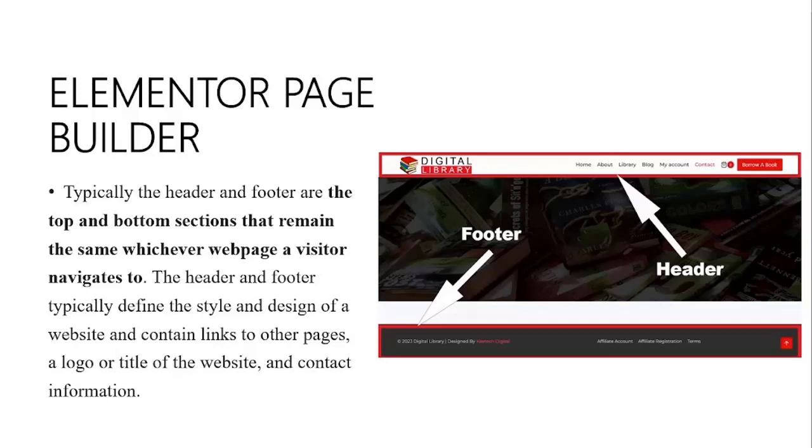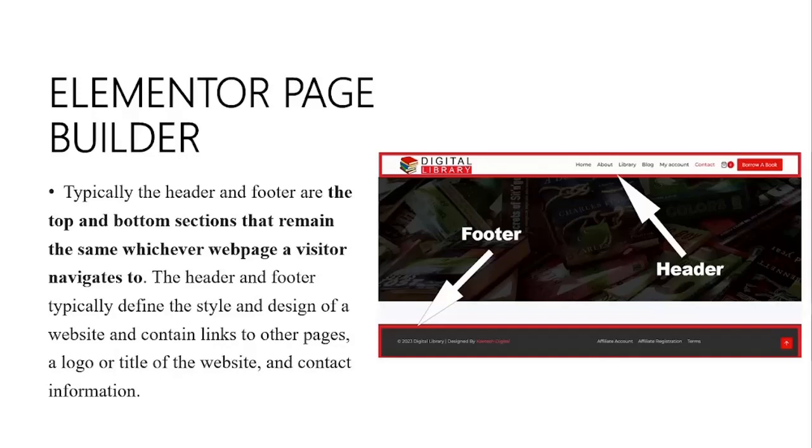The header and the footer typically define the style and design of the website, and contain links to other pages, a logo or a title of the website, and contact information. So as you can see, the header and the footer mostly have links to other pages of the website. They also contain logos, and your website's contact info and other things. That is the header, and then the footer.